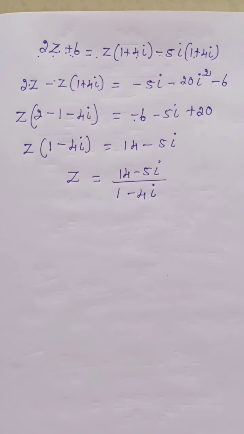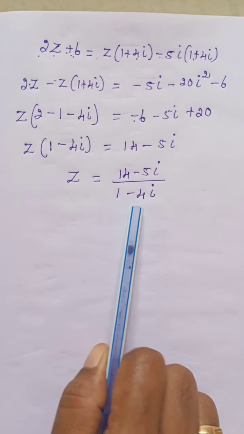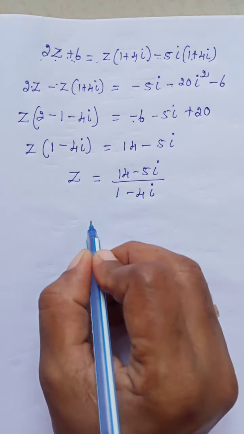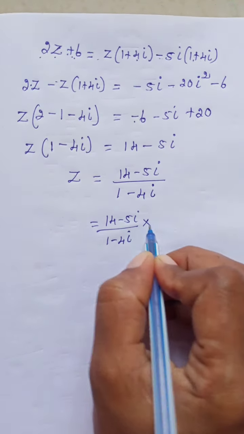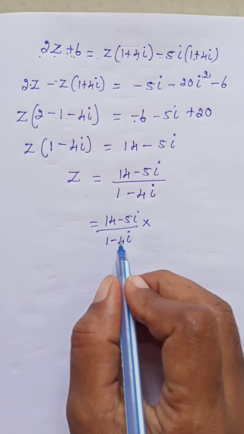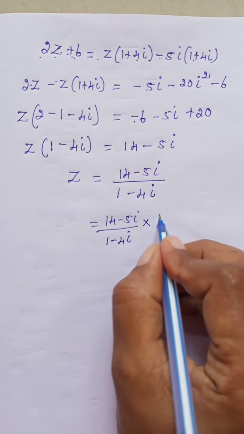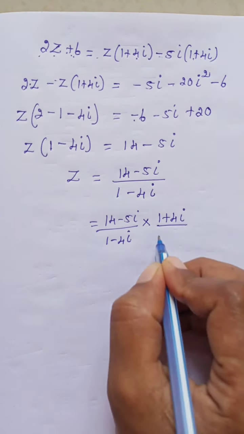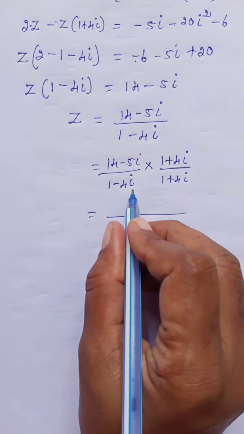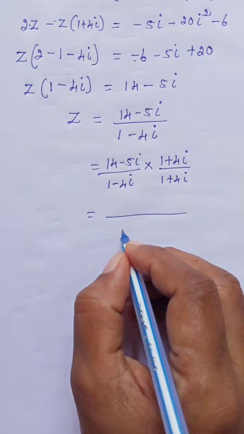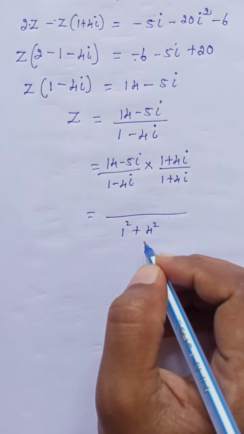So the question is find the complex number z in the rectangular form. In the rectangular form, in the sense x plus iy, the denominator should not be a complex number. So we have to simplify this. In order to simplify, see (14 minus 5i) by (1 minus 4i) into, we know that we have to take the conjugate and multiply both numerator and denominator. So (1 plus 4i) by (1 plus 4i). So this is (x plus iy) into (x minus iy), x square plus y square. So 1 square plus 4 square.